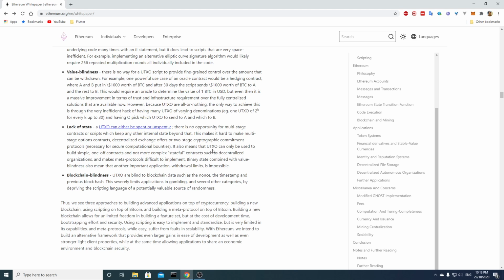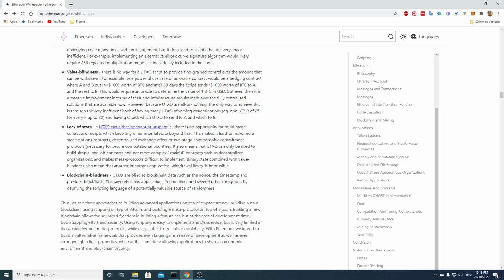It also means that UTXOs can only be used to build simple one-off contracts and not more complex stateful contracts, such as decentralized organizations, and makes meta protocols difficult to implement. Binary state combined with value blindness also means that another important application with rate limits is impossible.